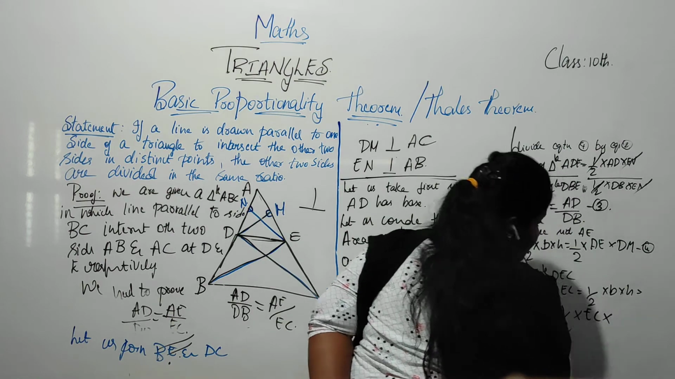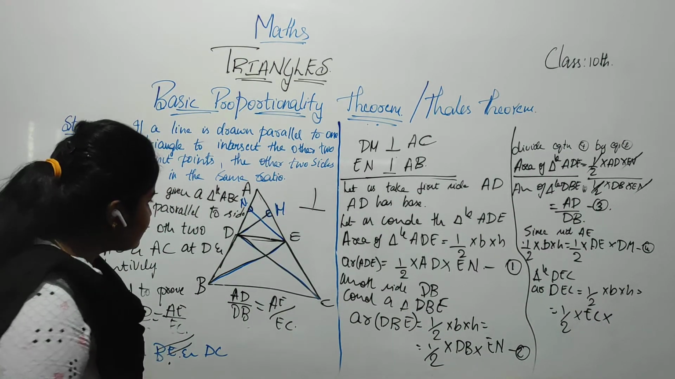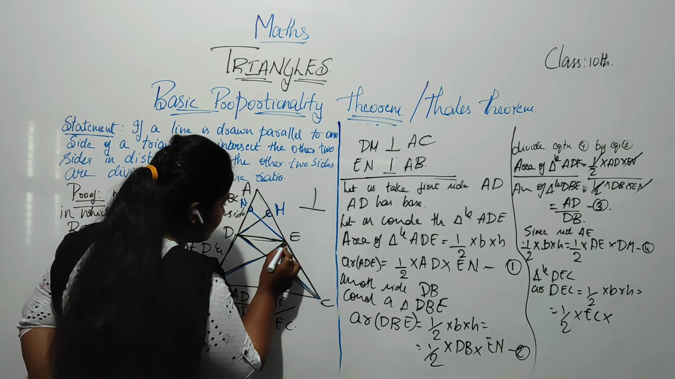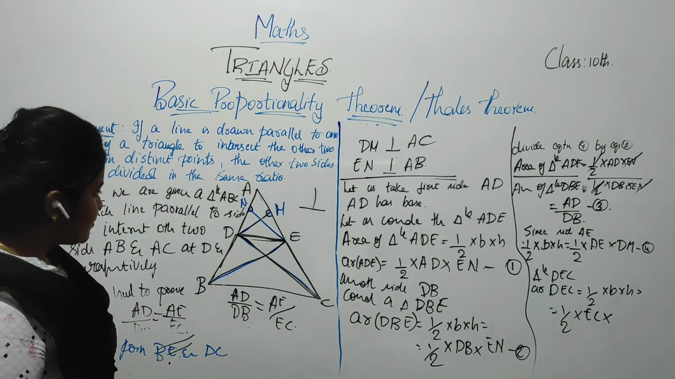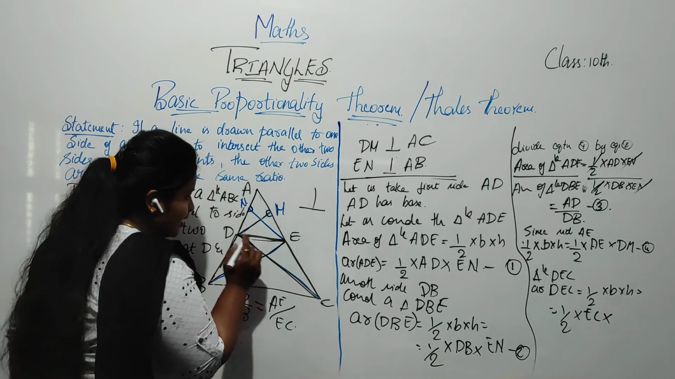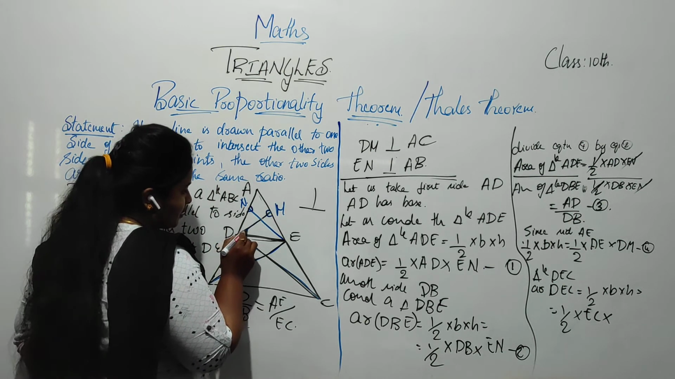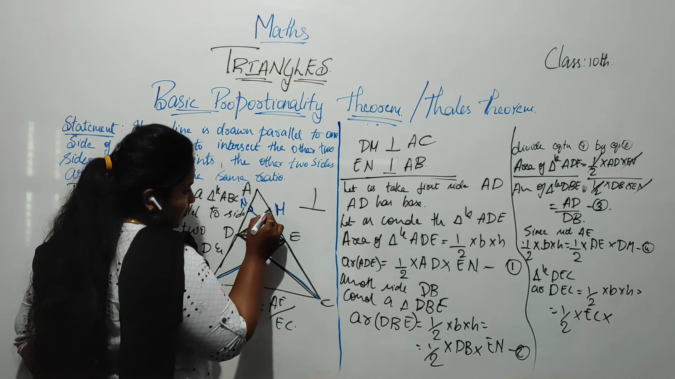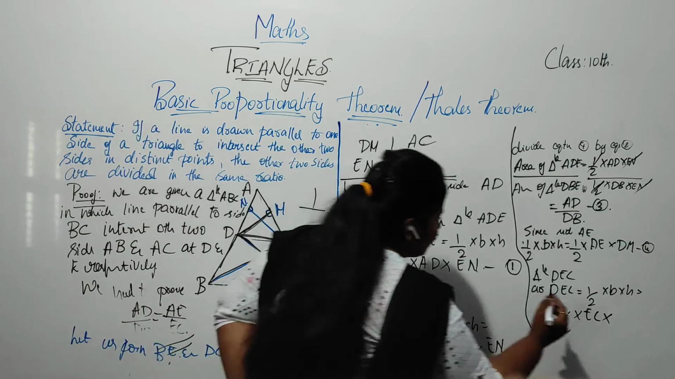E, C. Here the height is C. This is a triangle. So EC is the base. One line is dropped from the point to the base. That is the perpendicular line to the base in this triangle, which is DM.